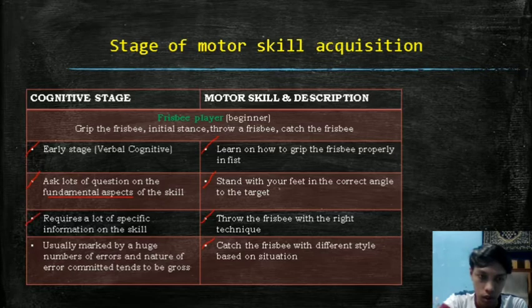So next, it requires a lot of specific information on the skill. Maksudnya kat sini, kuasai specific information of the skill. Setiap skill berbeza, based on macam mana kita nak gunakan setiap skill tu, berbeza based on specific situation. So we must have a lot of specific information on the skill before we apply it.